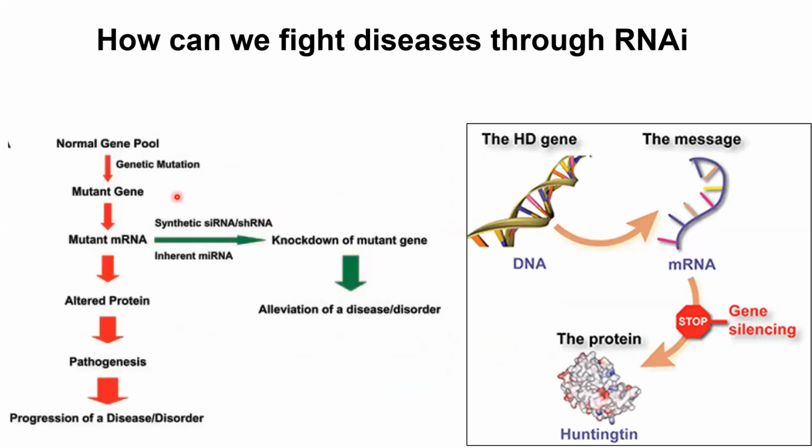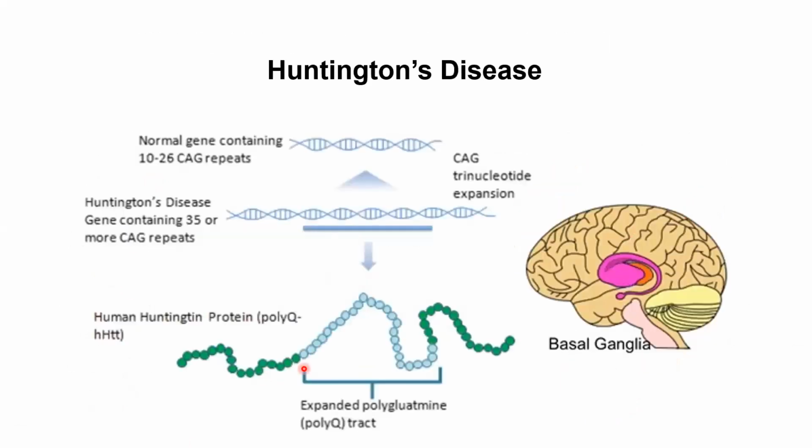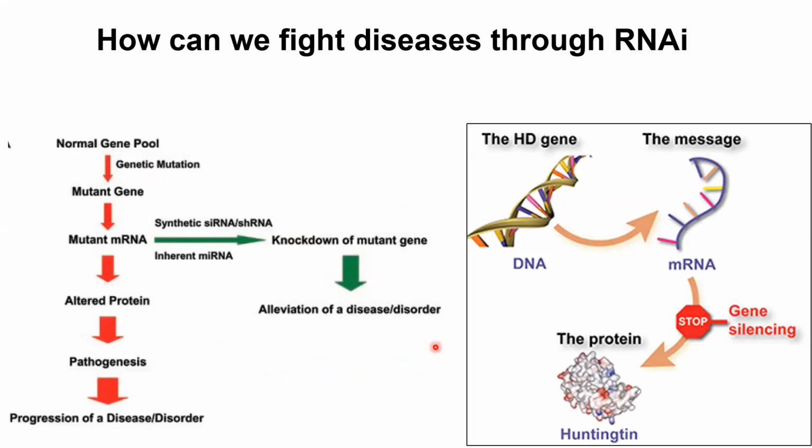Now we see that we have a normal gene pool, then there could be genetic mutations. When there's a genetic mutation, the gene is mutated, we call it a mutated or mutant gene. It will make a messenger RNA, and we will have an altered protein. In this case, this protein is altered because this light blue part is the extension or the extra part of polypeptides that should not be here. Only this green should have been bound to this green, and it will be normal, but it's not normal. So we have an altered protein, and then the pathogenesis.